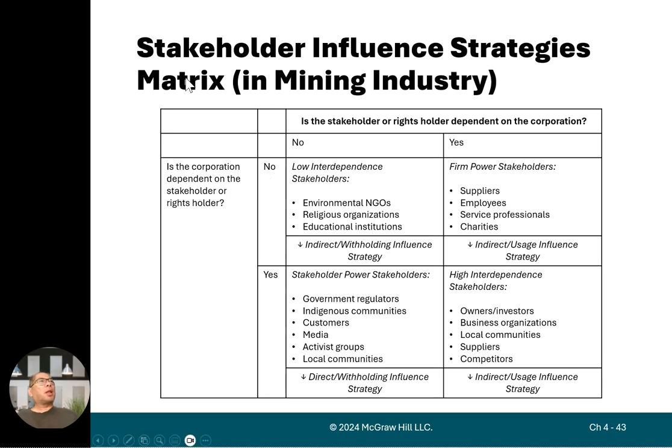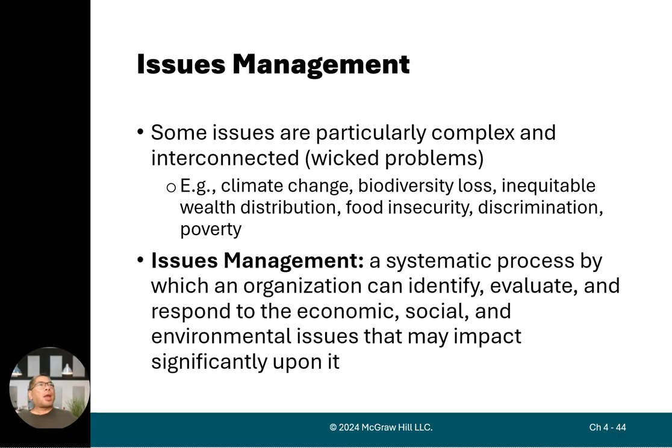So this is the typical influence strategy in the mining industry. Low interdependence stakeholders include environment groups, religious organizations, and educational institutions. Stakeholders such as suppliers, employees, professions, and charities, as well as government, regulators, customers, and media, use strategies like withholding, as do owners, business, and local communities, through indirect strategies. Okay. So issue management: some issues are particularly complex and interconnected, such as climate, biodiversity, wealth distribution, food insecurity, discrimination, power, and poverty.